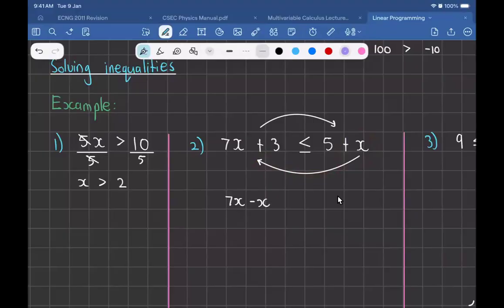And Sahara, another way you could think about it is, if you want to get rid of x from this side, wouldn't you have to minus x on both sides? Yeah. So it would cancel off here, and that's how we end up with 7x minus x, right? And if we wanted to get rid of 3 from the left-hand side, what would you have to do on both sides?